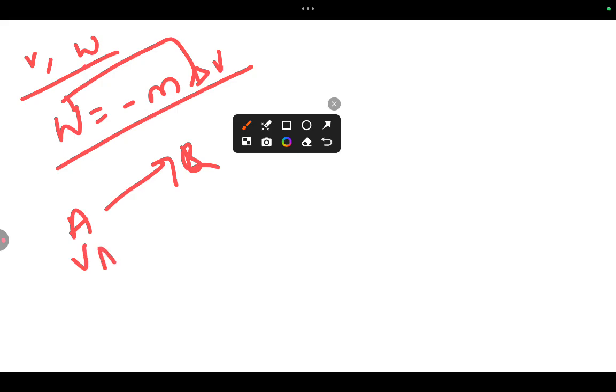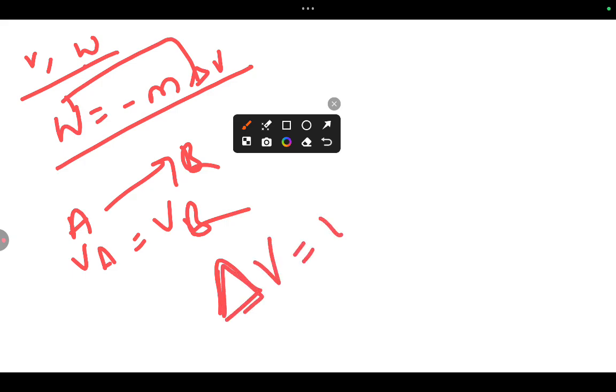It is VA equal to VB. The gravitational potential at point A is VA, and at point B it is VB, and both are the same. So the change in potential, VA minus VB or VB minus VA, is how much? Both are the same, that is 0.